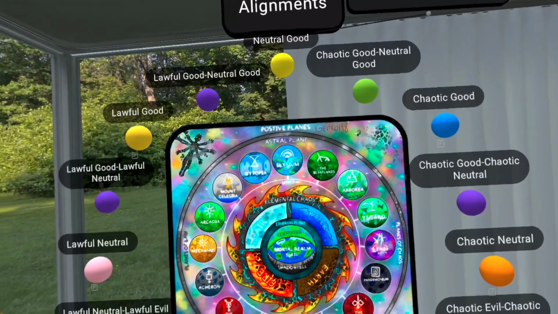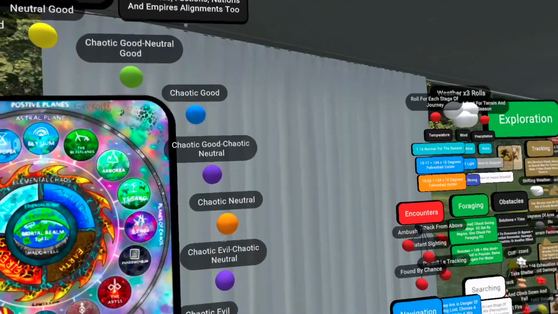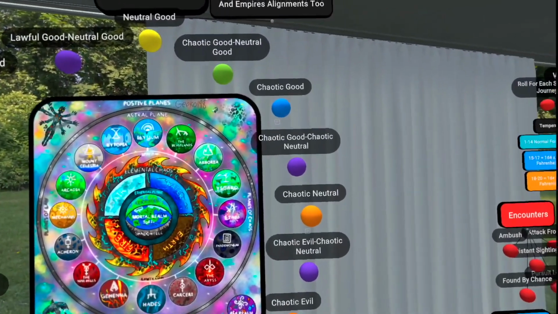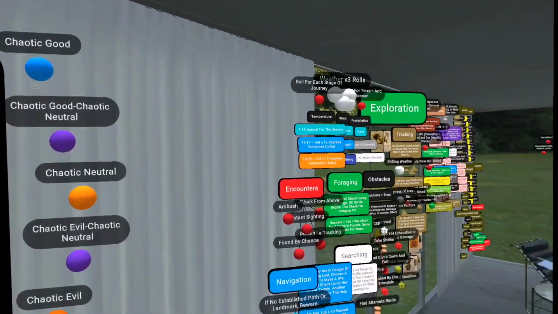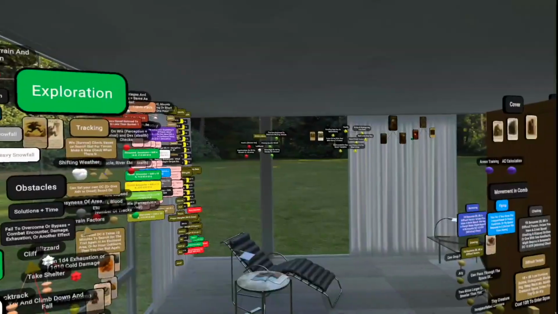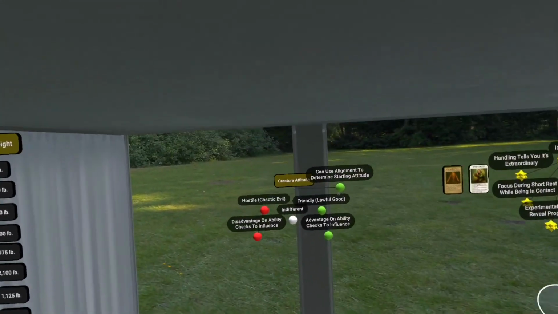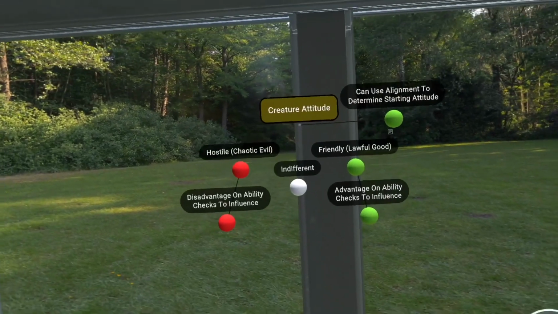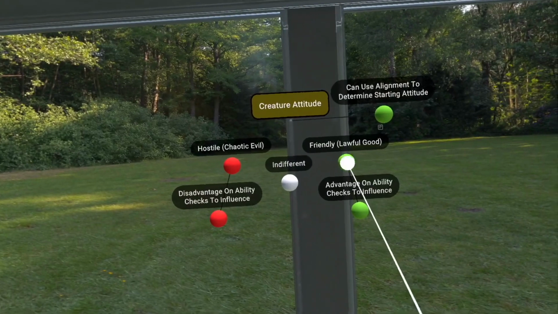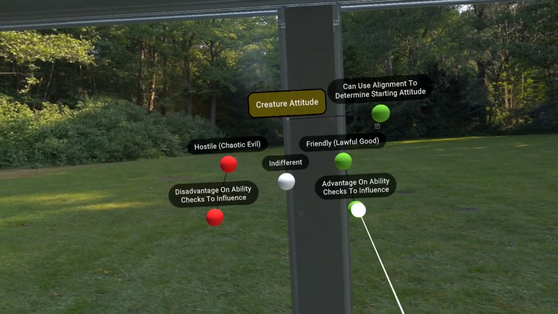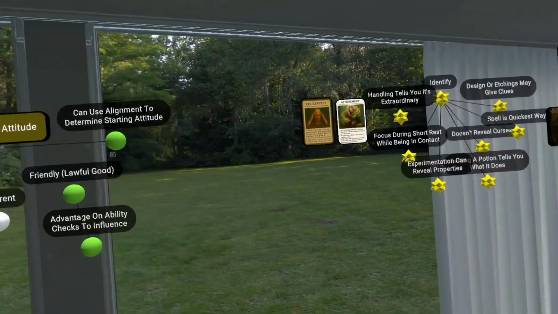I want to branch this out into a very encompassing thing, and have the different classes, races, things like that, information about spells, items. It's a huge undertaking. That's a lot of it. There's not much more. Over here is creature attitude, just to show you the different attitudes creatures can have towards you. Hostile, friendly. If it's friendly, you get advantage on ability checks. Hostile, disadvantage, or indifferent in the middle.